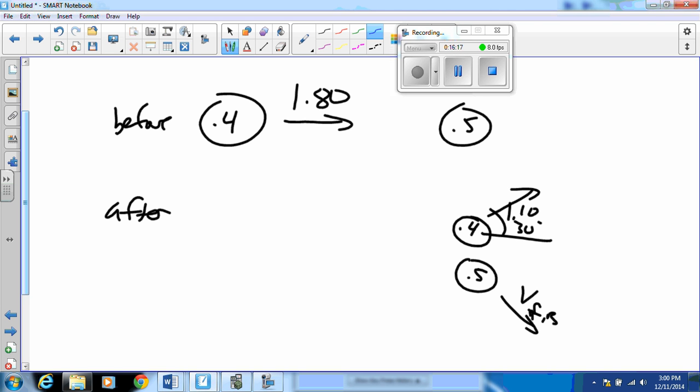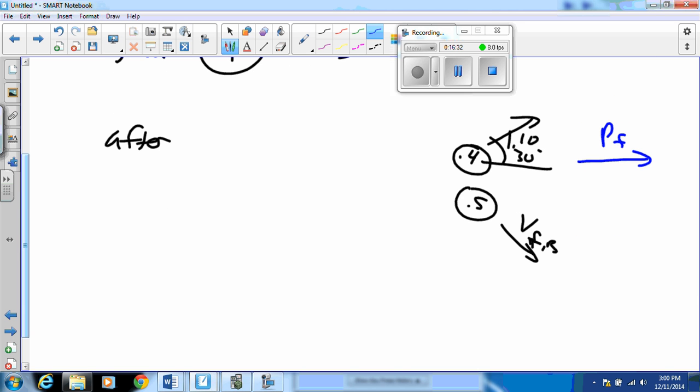Here's the easy way to see it. What's the total momentum of the system before the collision? Definitely that, right? Therefore, the final momentum has to be exactly the same. So if this guy is going to go off and up, this guy has to go off and down. See it? All right.